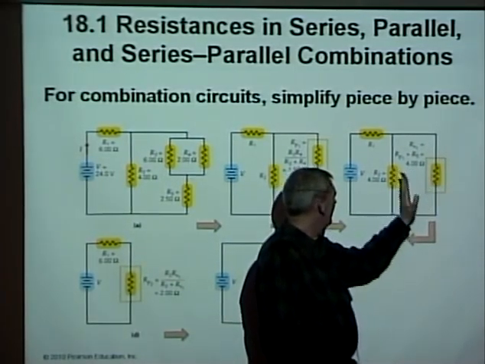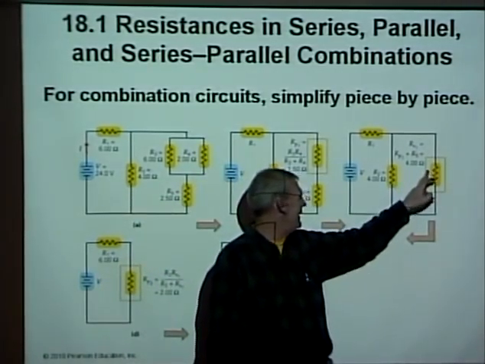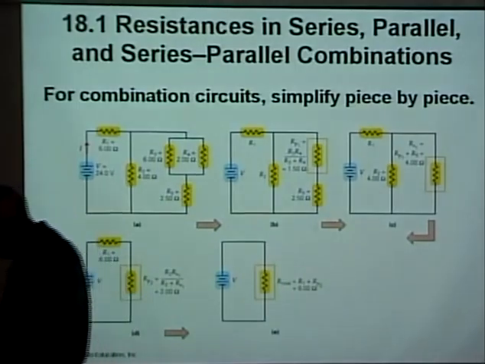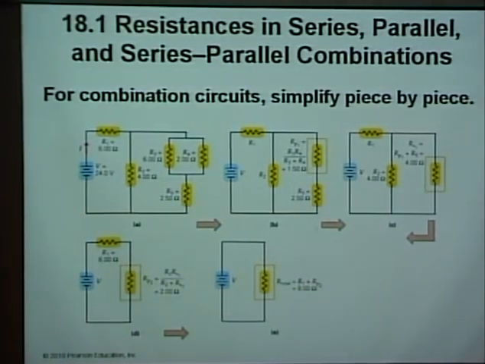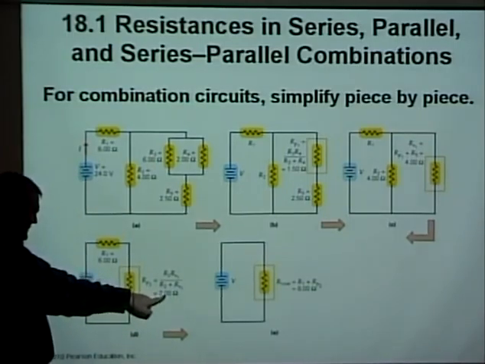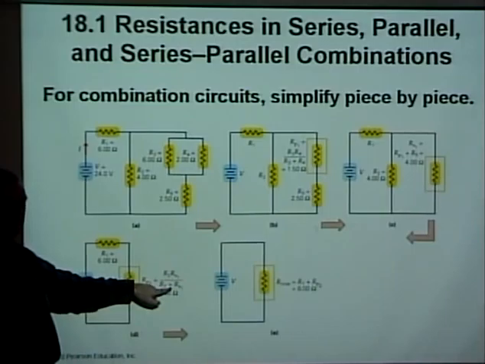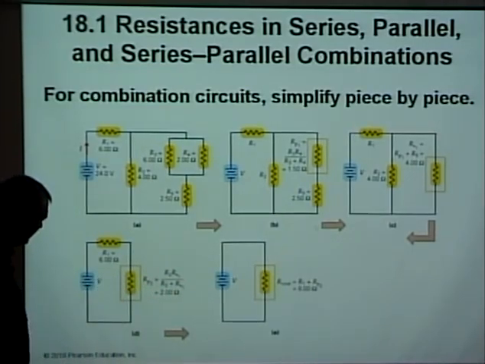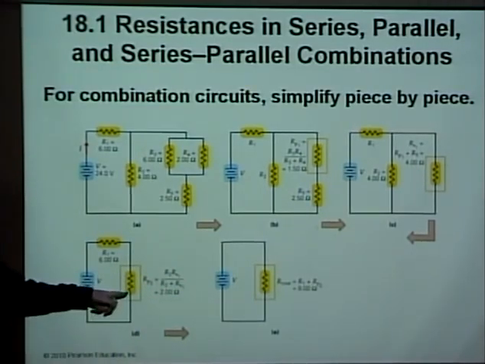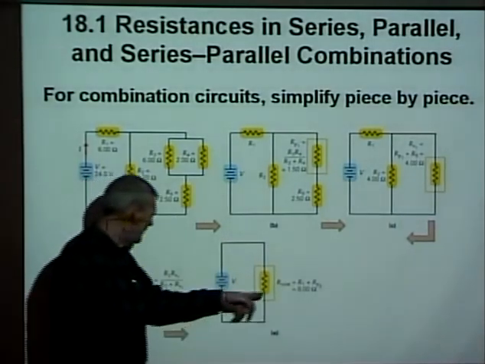Now, the next thing I look at is these two. They're in parallel. So they're 1 over 4 plus 1 over 4, which is 2 over 4. Flip that over, so that gives me a resistance of 2 right here. Or as the electricians would do, just multiply them and divide by the sum, and that equals 2. Now, simple series: 6 plus 2, the total resistance is 8.